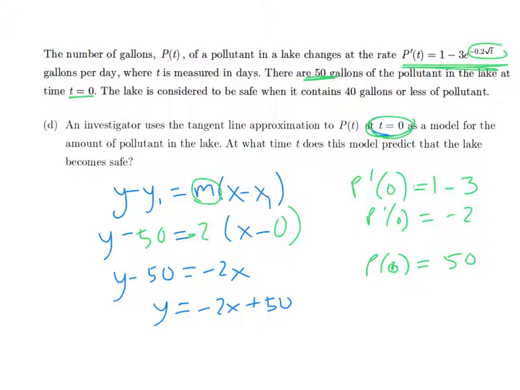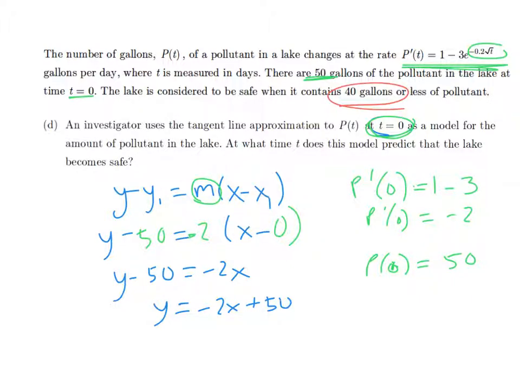You're looking for a time value. When the lake becomes safe, so what's our y value when the lake becomes safe? Y is the number of pollutants. We're using a line to estimate it rather than trying to work with our pretty complicated pollutant function. So that would be 40. They're giving us this 40 gallons is when it becomes safe.